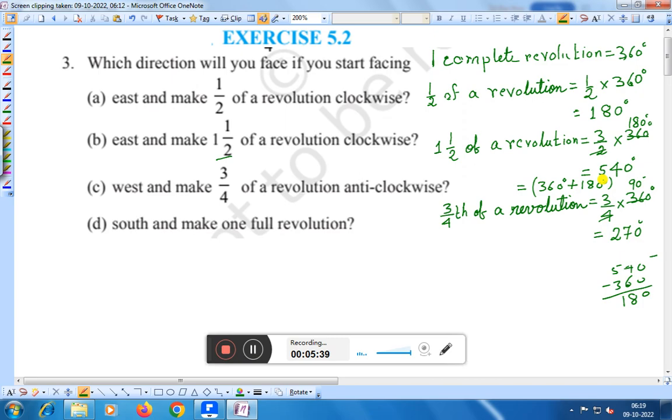Now we'll find question number A. In which direction will you face if you start facing east? Now we'll show the direction here. Suppose this one is the direction. This is east. This is west.